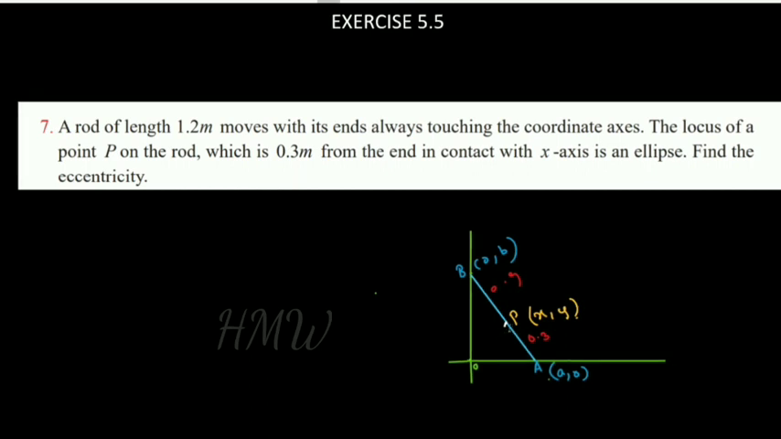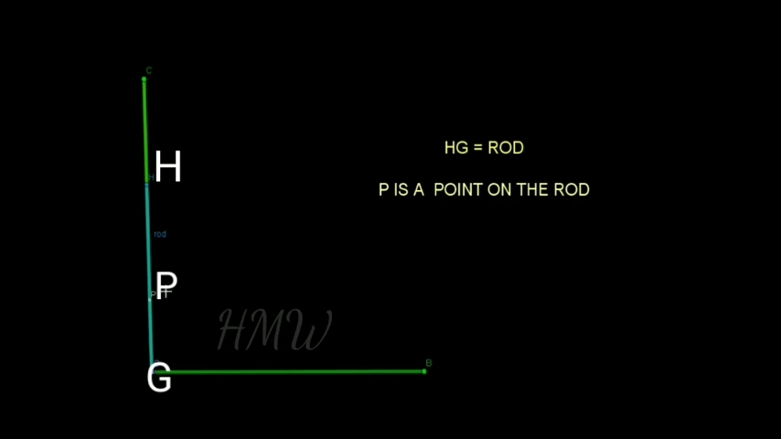Let us see how the locus of the point P is an ellipse. This HG is the rod. Let us first place this rod HG vertically at the origin. Now keep moving the rod touching both the x and y axes, and you just observe the path of the point P. So we are going to slide this rod along the y-axis. When you slide the rod along the y-axis, it moves along the x-axis also. So just observe the path of this dot P.